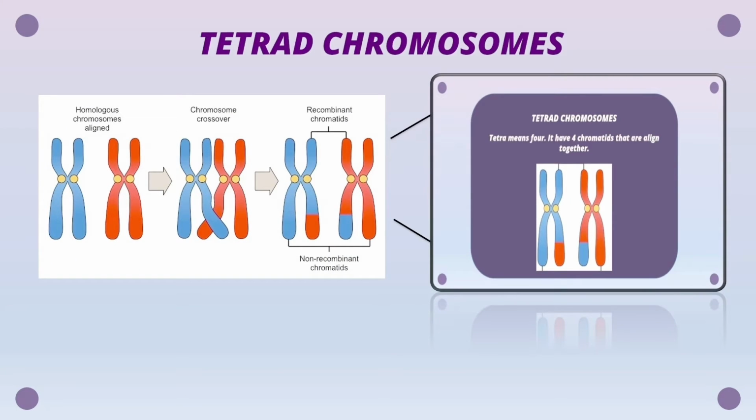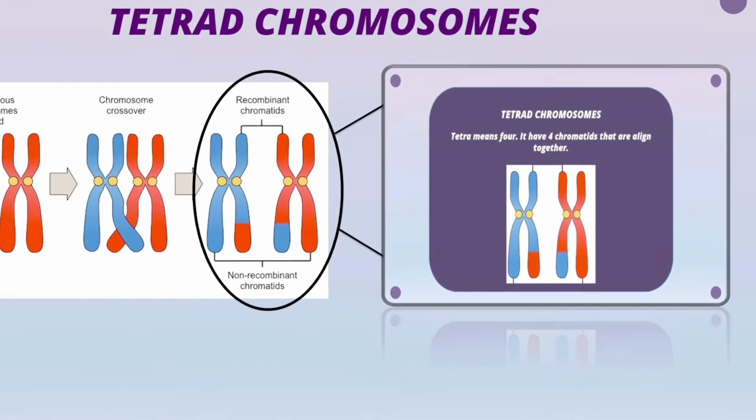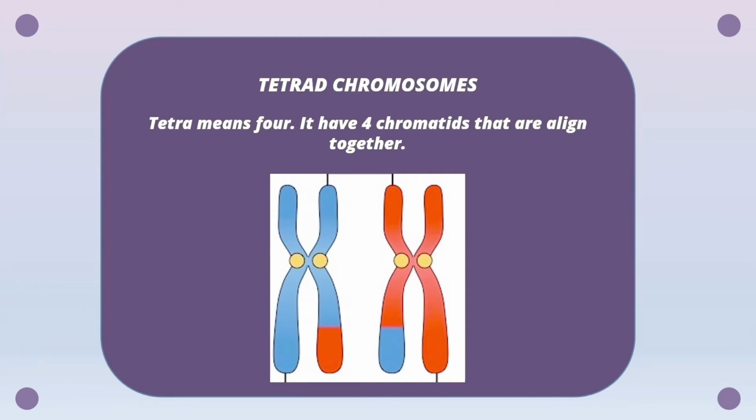Tetrad chromosomes. When the homologous chromosomes undergo crossing over in the metaphase 1 stage, they form tetrad chromosomes. Tetra means 4, so it has 4 chromatids that are aligned together. For example, the first chromosome has 2 chromatids, the blue and the red. And the second chromosome has 2 chromatids too, the red and the blue. So in total we have 4 chromatids in the tetrad chromosomes.